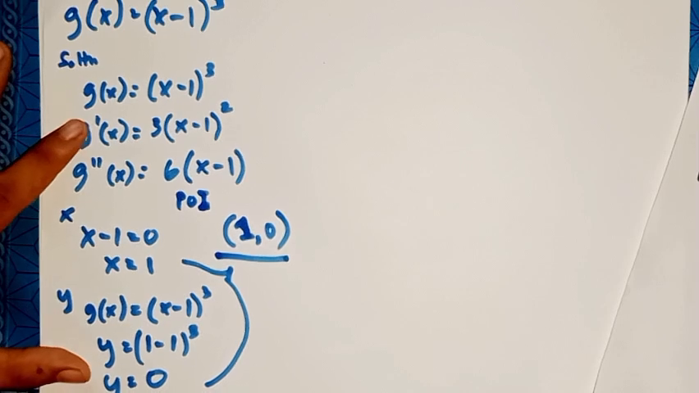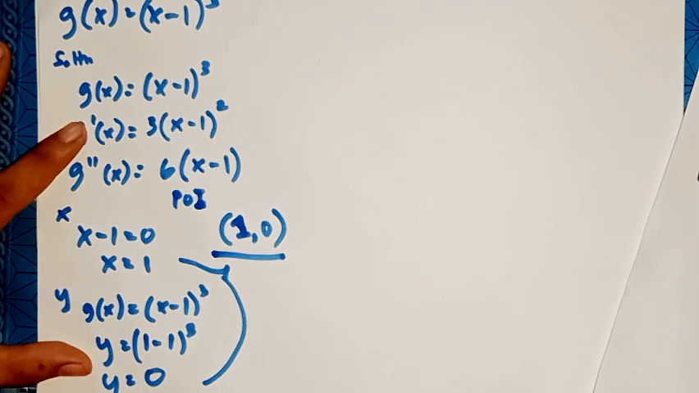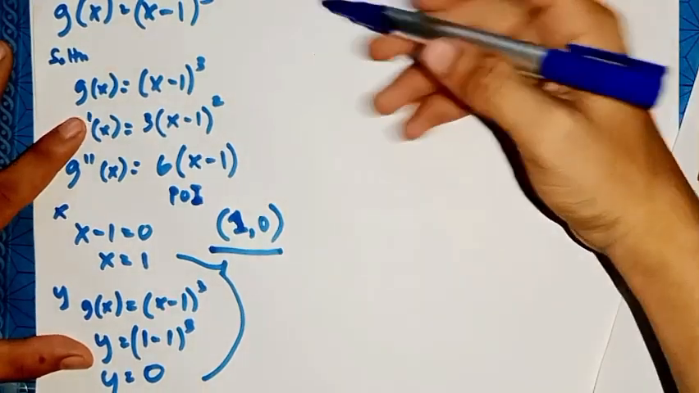Now, let's determine where the graph is concave upward and where it is concave downward. Now, let's draw a table.